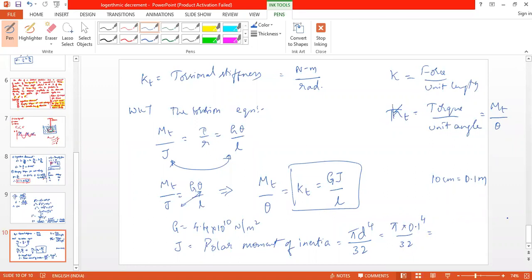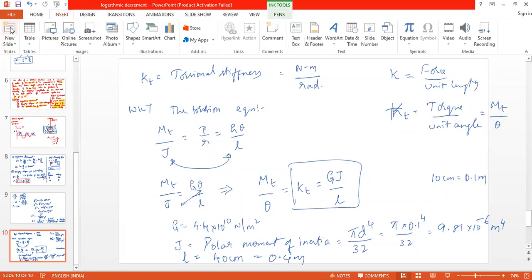What is the answer for this? 9.8182 into 10 power minus 6. What is the unit? 9.82 into 10 raised to the power of 4. Sorry, not meter to the power of 4. So the unit is meter to the power of 4 for polar moment of inertia. Then, what is L? L is 40 centimeter, that is equal to 0.4 meter.